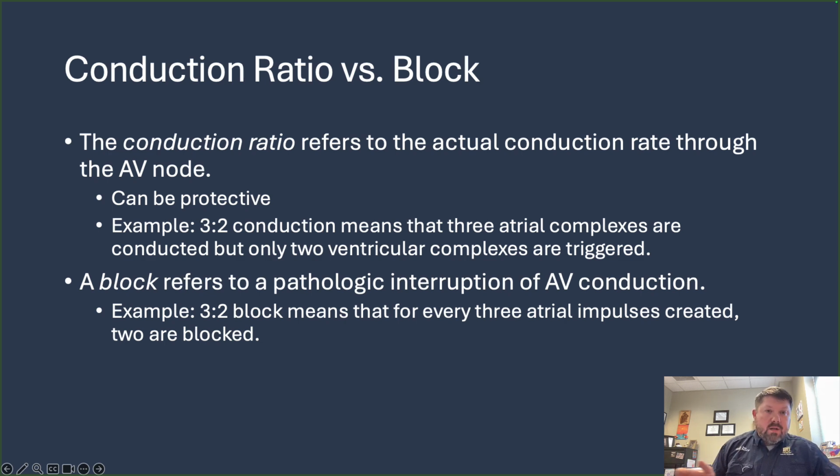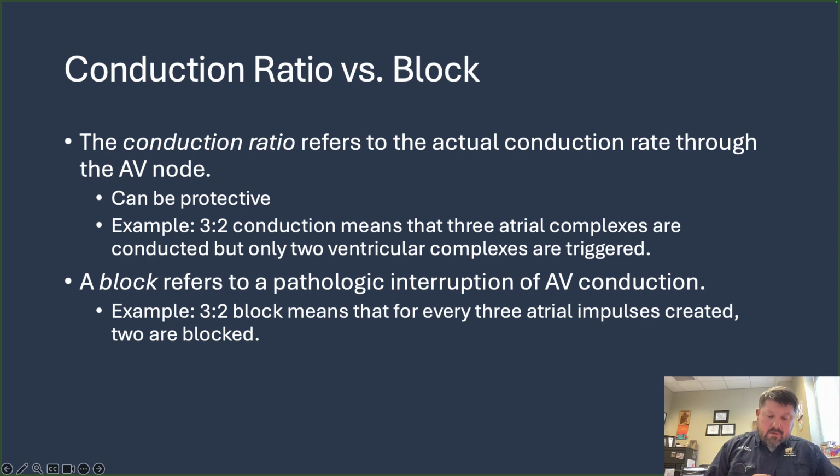So a 3-to-2 conduction means that 3 atrial complexes are conducted, but only 2 ventricular complexes are triggered. A block refers to a pathological interruption of the AV conduction. Atrial flutter can have a protective block and a pathologic block. A protective block prevents a dangerous tachycardia, and a pathologic block is secondary to an abnormal disease such as ischemic heart disease or some type of drug effect.